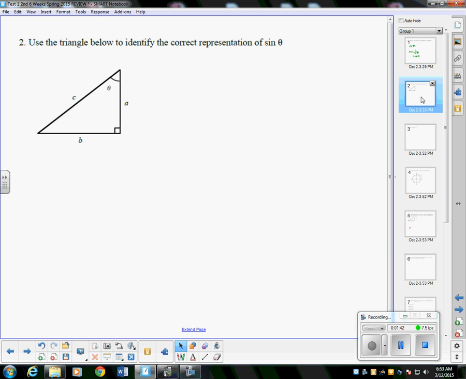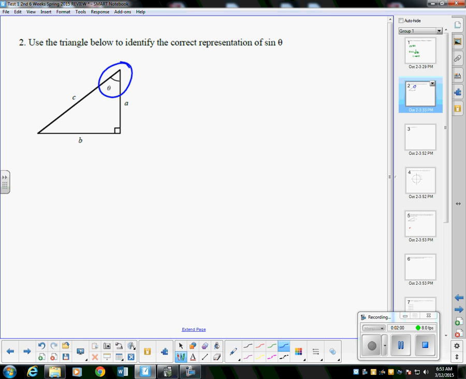Second question. It says, use the triangle below to identify the correct representation of the sine of theta. This is an abstract problem. This is not telling you to find any numbers. It's just telling you to simply find the ratio. Theta exists in this part of the triangle.